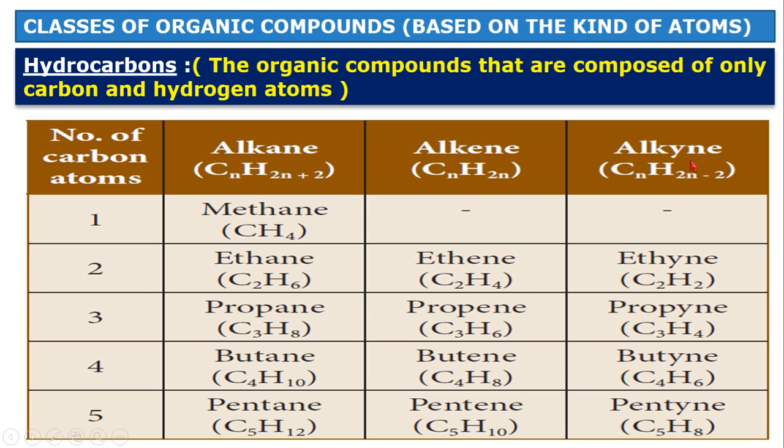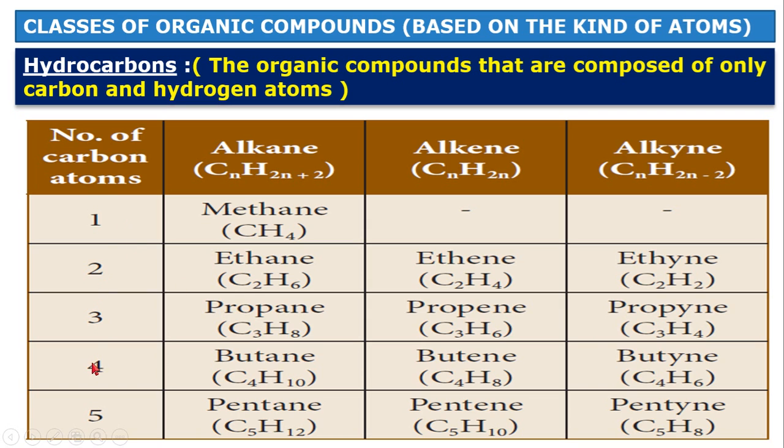Now, alkyne. Alkyne contains a triple bond. In the place of n, we put 2. The number of carbon atoms 2, C2H2. So, the name is ethyne. The number of carbon atoms 3. So, in the place of n, we put 3, means C3H4, propyne.